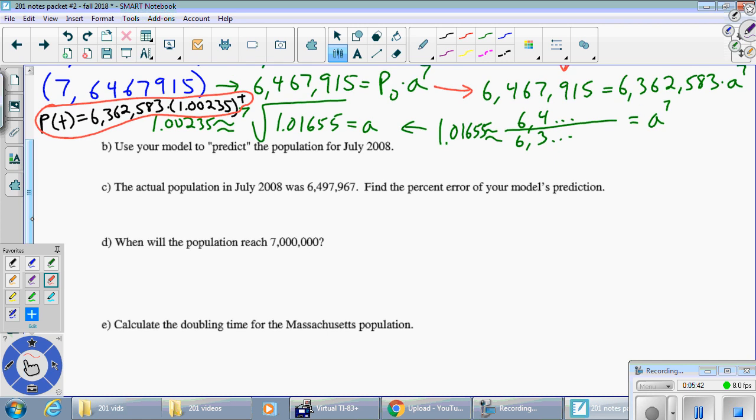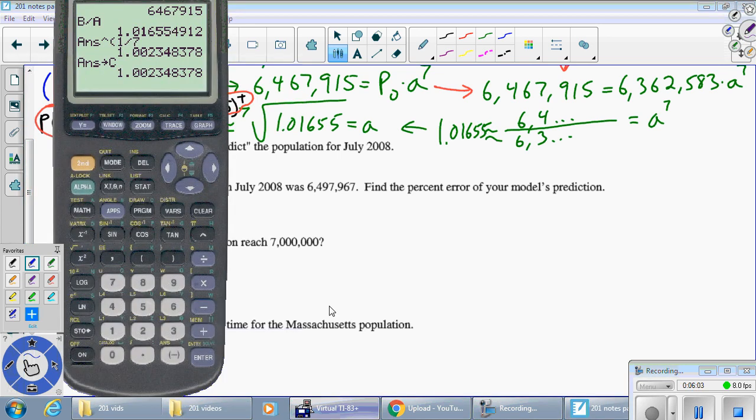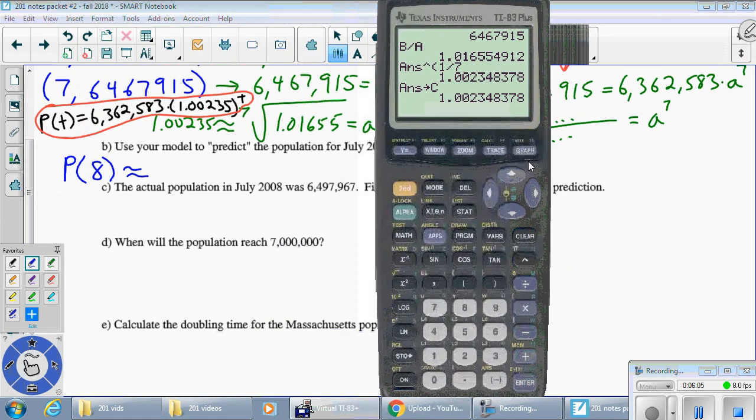for the population. Then it says use the model to predict the population in July 2008. So remember, t equals 0 is the year 2000. So this is really just asking for p of 8. And so we're just going to type p of 8 onto the calculator here. And we can do that pretty easily, I think.